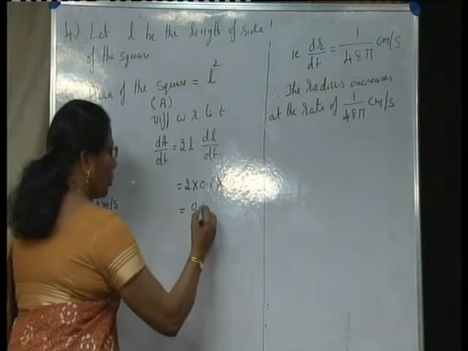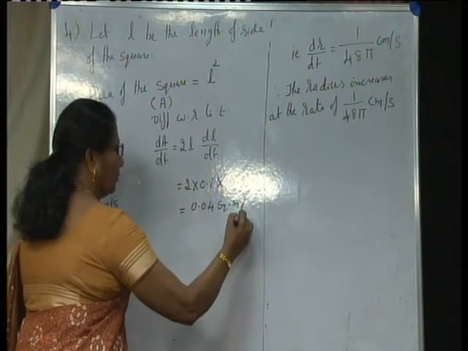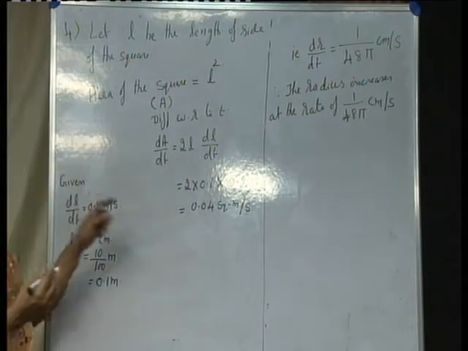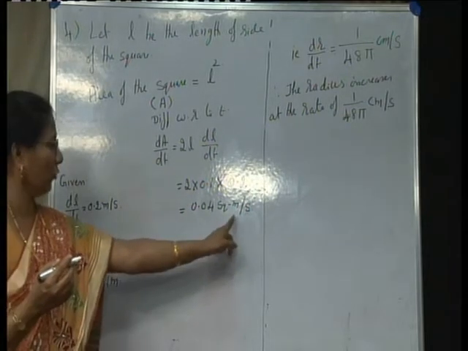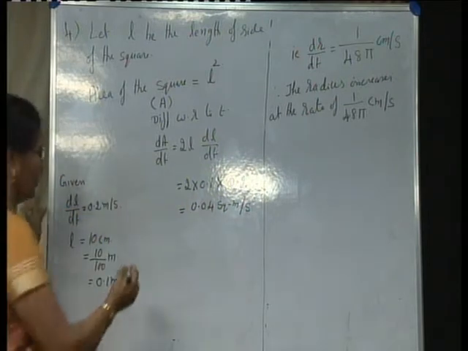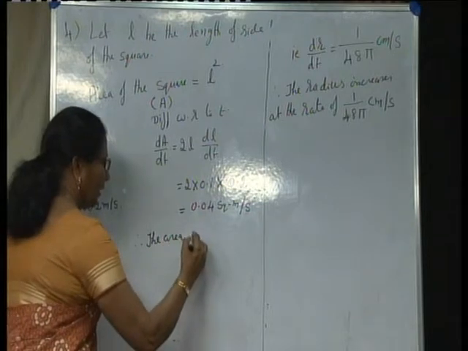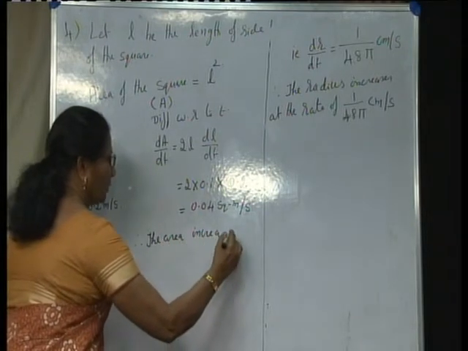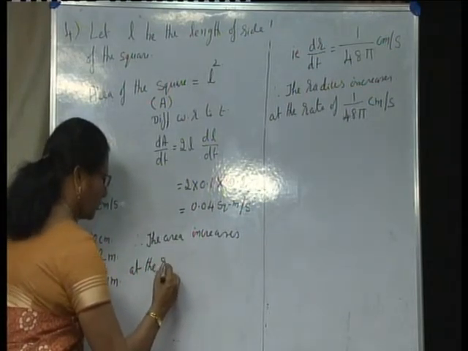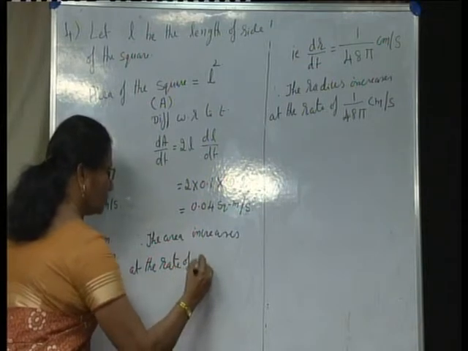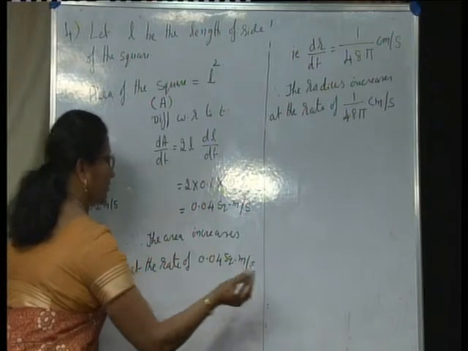So, 0.04 square meter per second. Area is always in square. So, it is in meter. Therefore, square meter per second. Therefore, the area increases at the rate of 0.04 square meter per second.